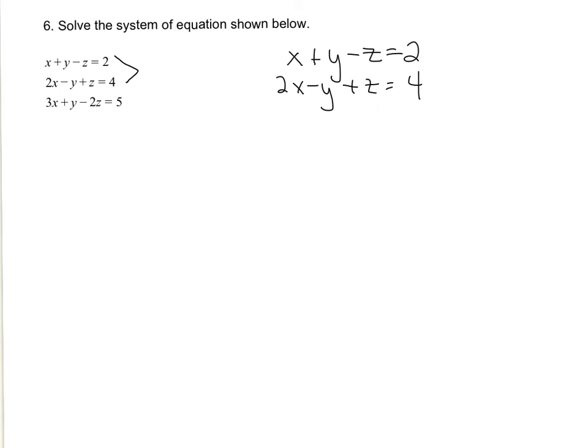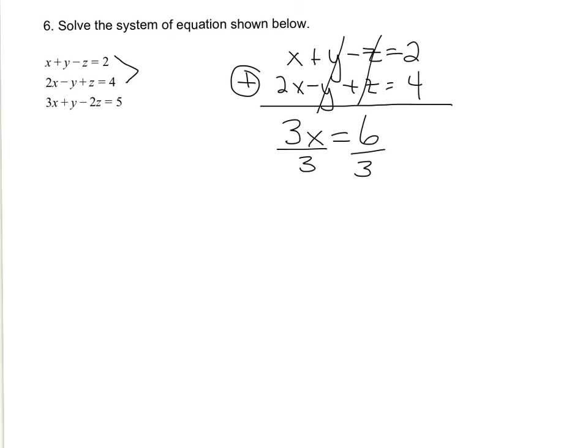And I'm going to eliminate. You can eliminate any variable as long as you eliminate the same variable. I'm going to add these together and try to eliminate y. So y will eliminate, but in a really ironic twist, so does z. So we get 3x equals 6, divide by 3, so now we know x equals 2. Okay, so we have one of our three variables. Now, both of those don't have to cancel out. We just got kind of lucky.